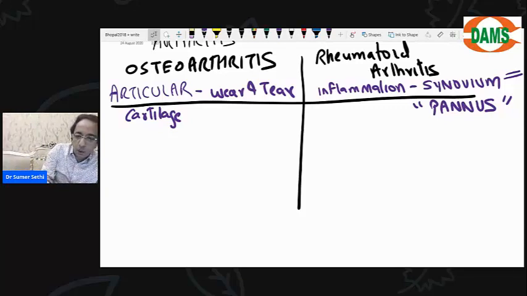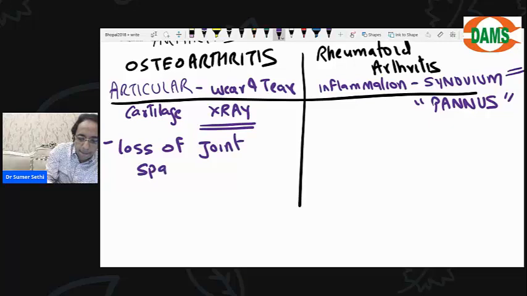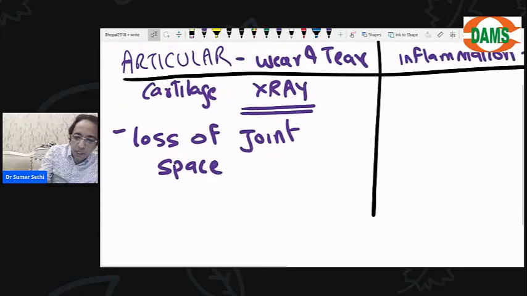In osteoarthritis, the X-ray initially will show you loss of joint space. The X-ray findings will begin with loss of joint space. I'm sure most of you will be able to tell me, beta, tell me, loss of joint space क्यों? Joint space किससे बनता है? Joint space is formed by cartilage.